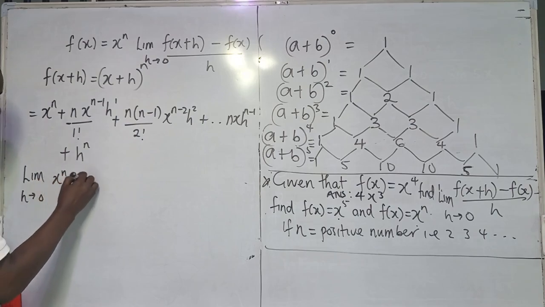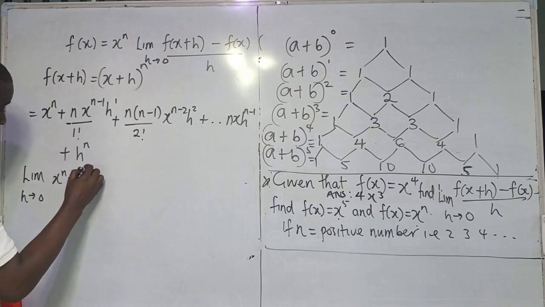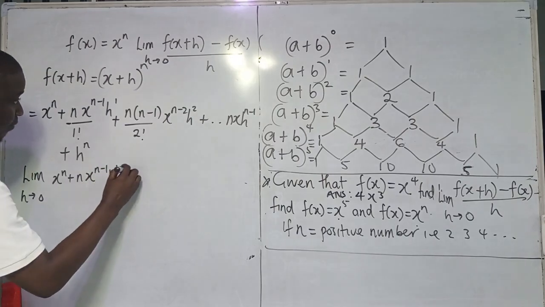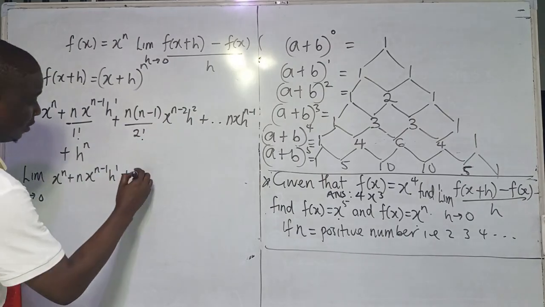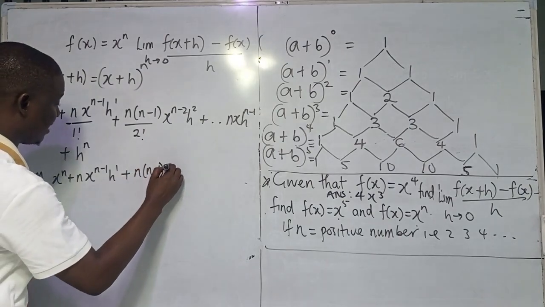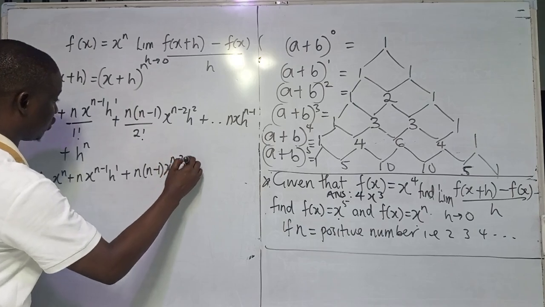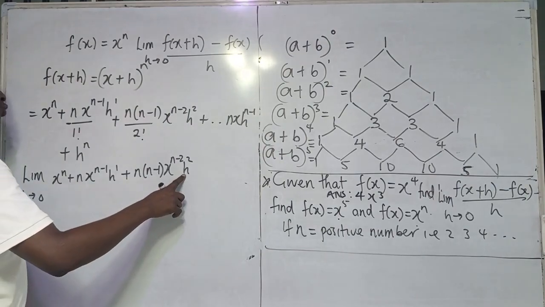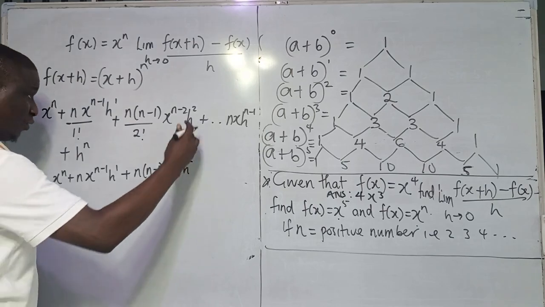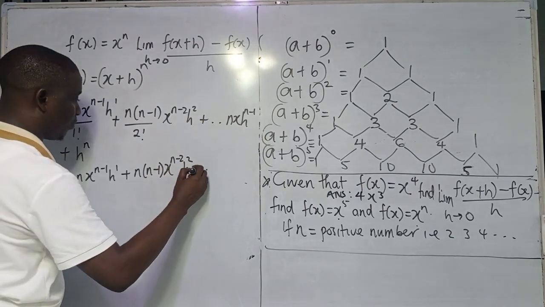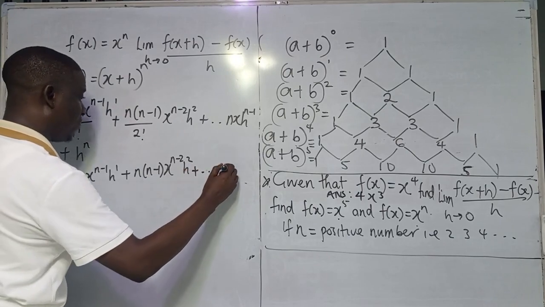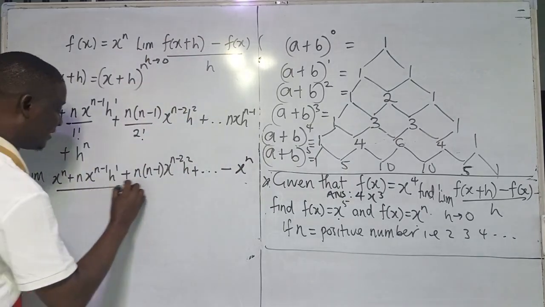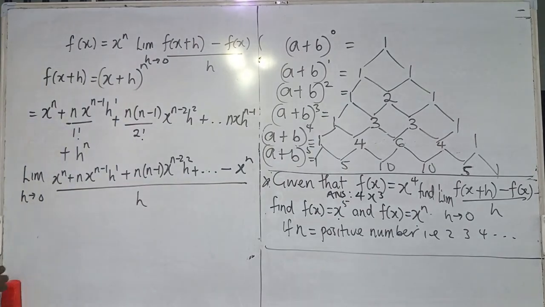x to the power n plus n, 1 factorial is 1, so into bracket x to the power n minus 1 h to the power 1, plus 2 factorial is 2, n into bracket n minus 1 x to the power n minus 2 h squared. I don't need to write all this one, you know why? Because h is not going to cancel out. So if you want to write it, no problem, you can put plus that, minus f of x, which is x to the power n, all divided by h, as h tends to 0.